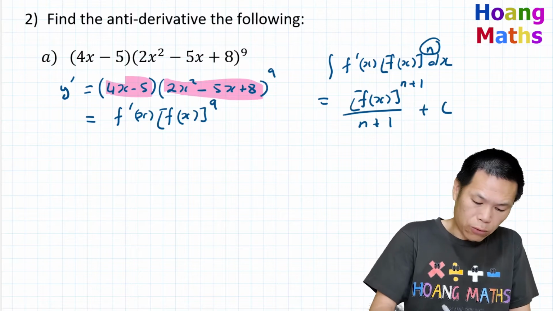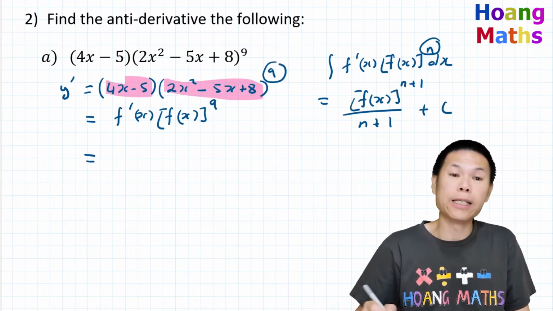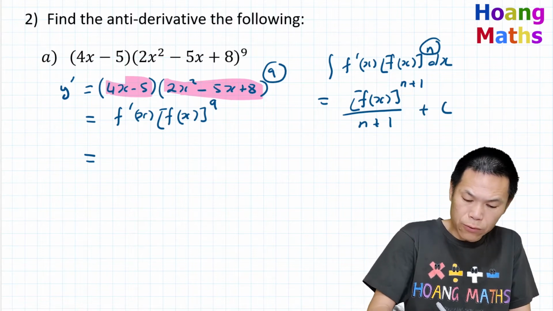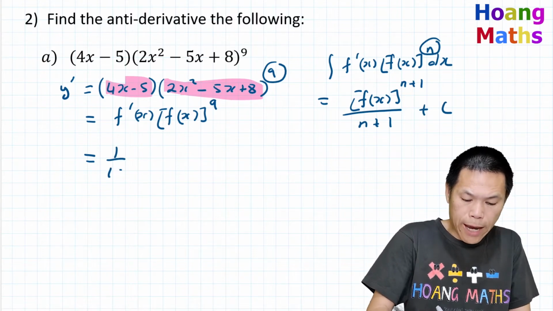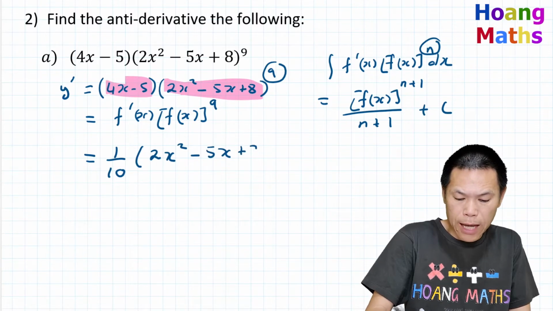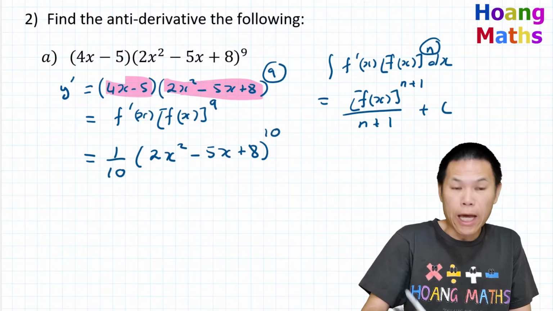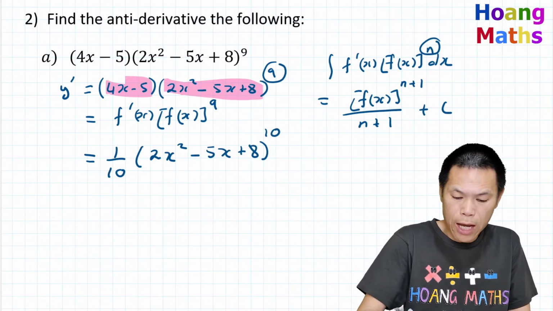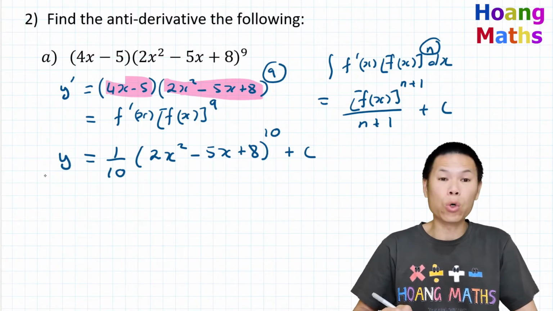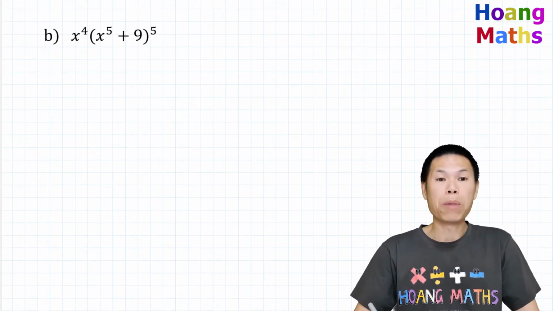Right? So now 9 is the n, so 9 plus 1 is 10. So let me just write 1 over 10 and then (2x squared minus 5x plus 8) to the power of 10. And don't forget, we need to add a constant, that is c. And don't forget, this is y, of course.